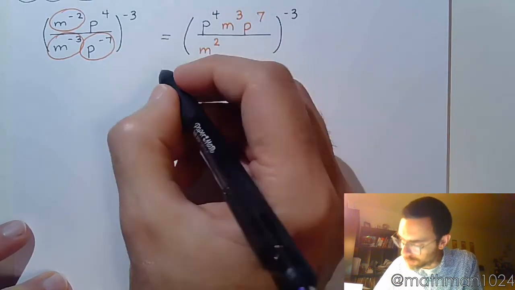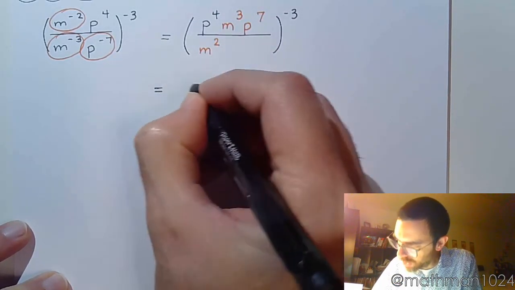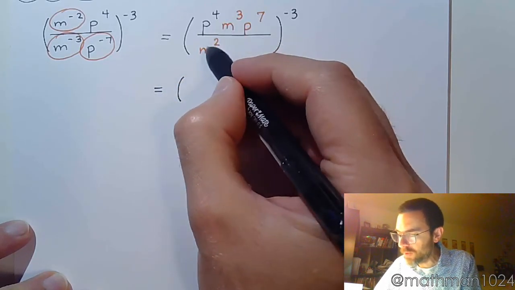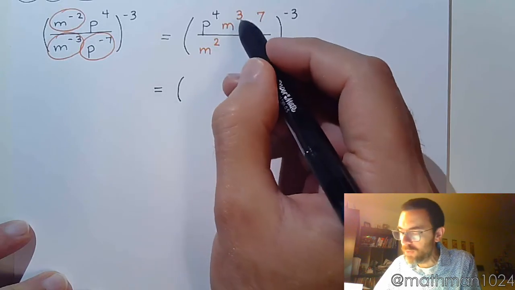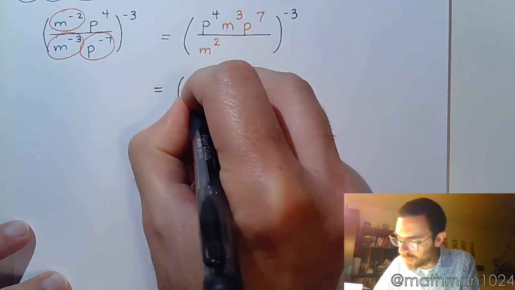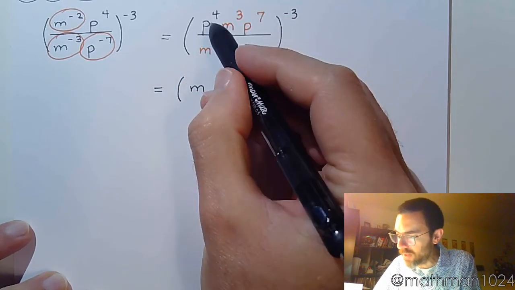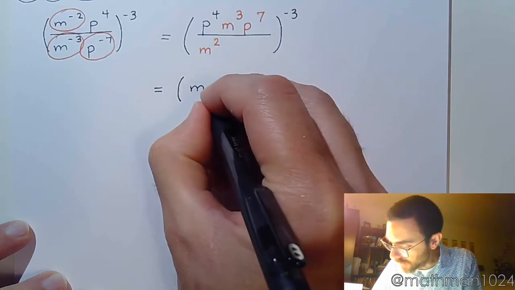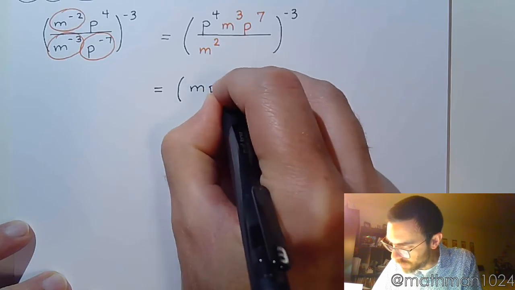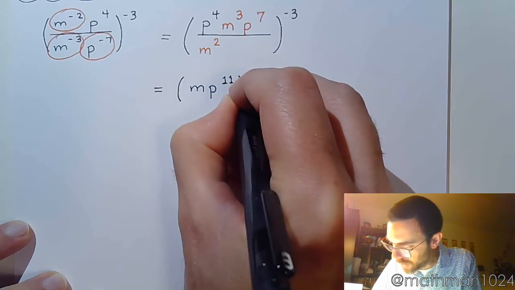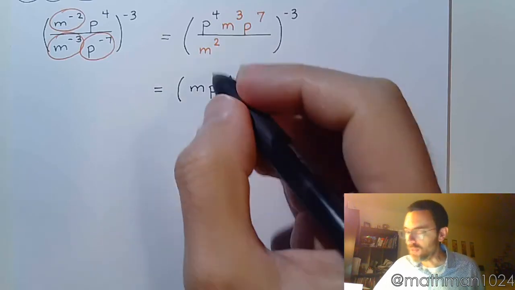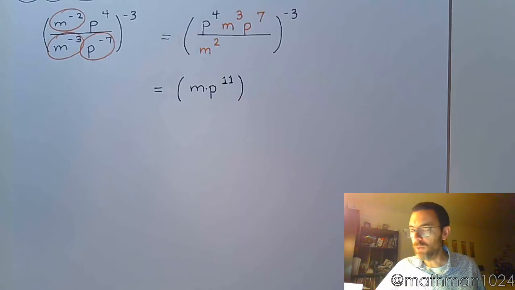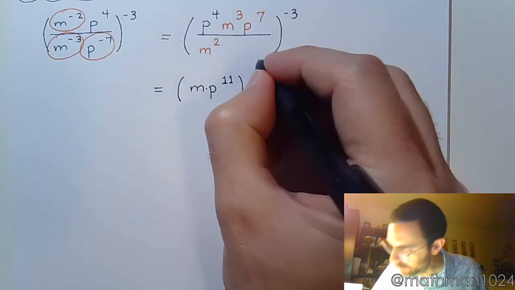And before this guy comes into play, we can simplify. So if you look at the m's, where do you have more factors of m? We got one more in the numerator, so that's just going to be m to the first. And then here, you've got p to the fourth and p to the seventh, both in the numerator. So that gives me p to the 11th. Be careful about how you write this. Make sure you understand that this is m times p to the 11th. That power of 11 is only on the p, not the m.